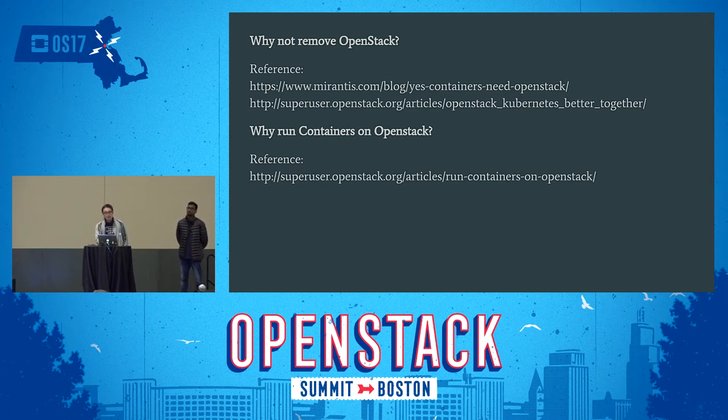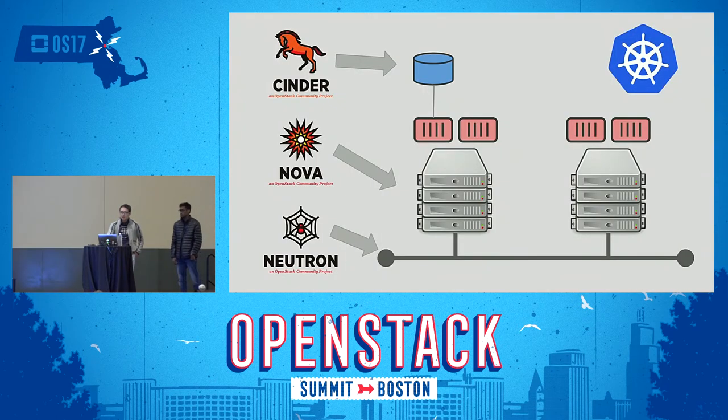The simple answer is that a container is a bundle of an application and its environment, not a virtual machine. So a container still needs computing resources, networking resources, and storage resources. This figure shows the relationship between OpenStack and Kubernetes. As you know, Cinder provides storage resources for containers. Nova provides computing resources. Neutron provides networking resources.